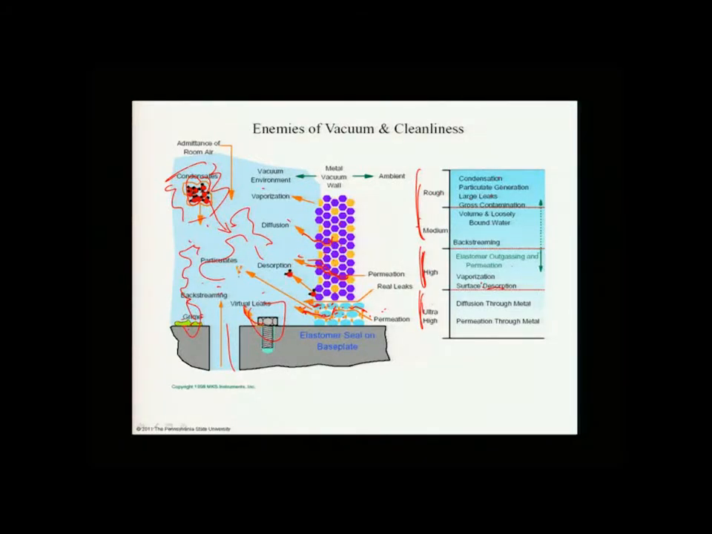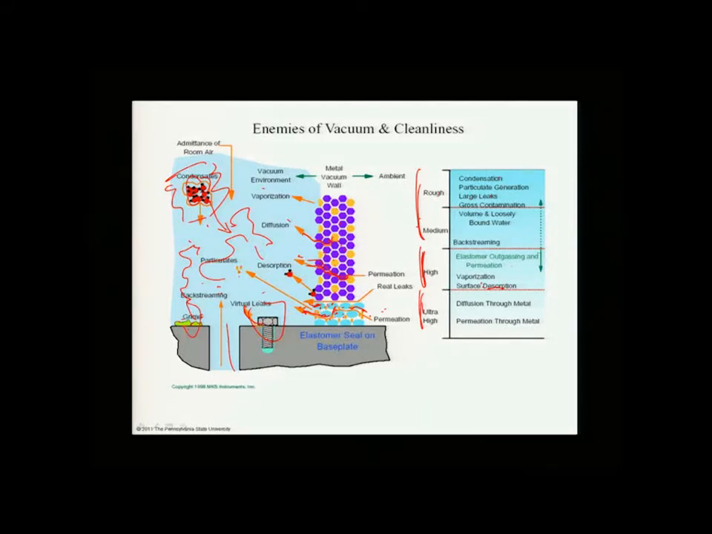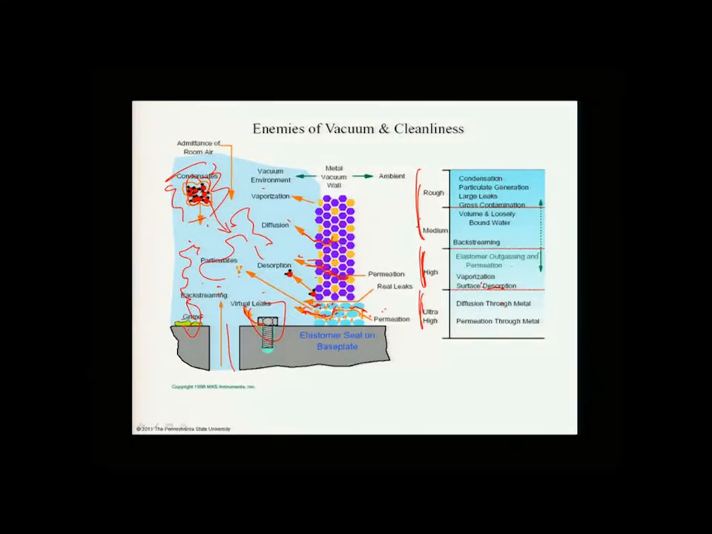Then if your goals are very, very high, you're looking at ultra-high vacuum, you can have problems of diffusion through the metals that make up the wall. You can have permeation through that metal coming all the way through. These are all the things that are possible that can cause you real leaks or virtual leaks.